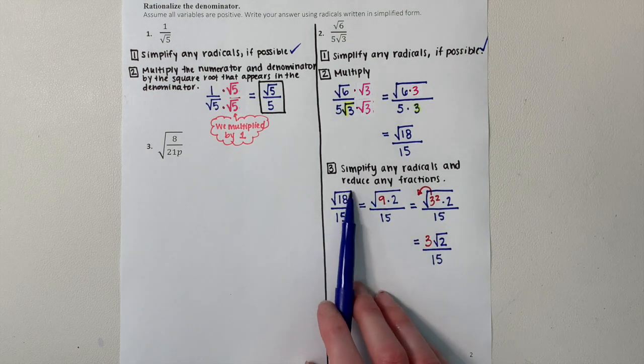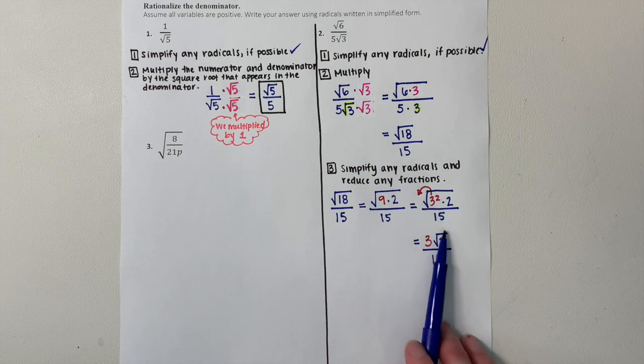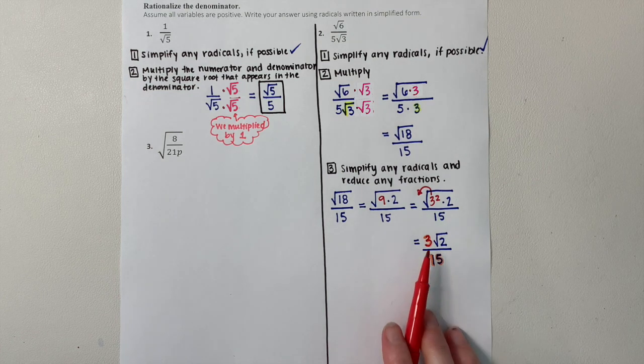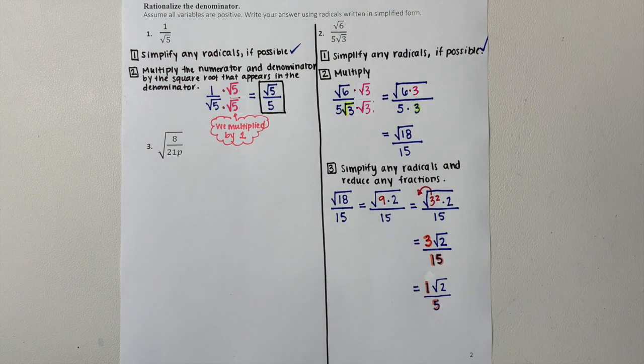Now we've focused on the numerator here, and we've simplified the square root in the numerator. Now in step 3, we also want to check to see if we can reduce any fractions. Notice 3/15 can be reduced to 1/5. And when the coefficient of your radical is a 1, you don't need to write it. So for our final answer, we can write the square root of 2 over 5.